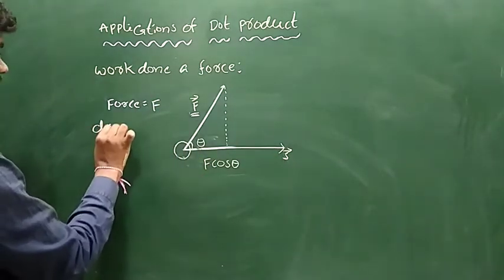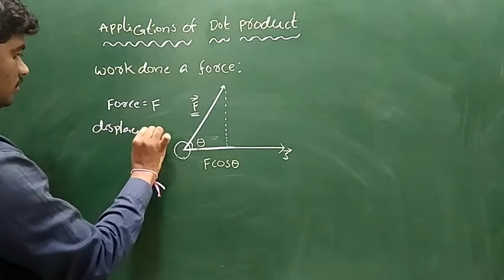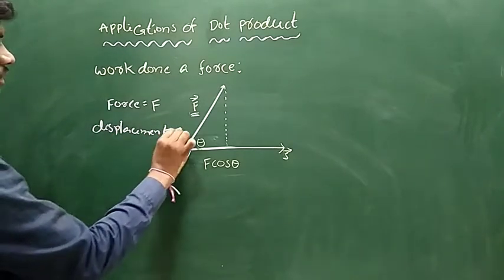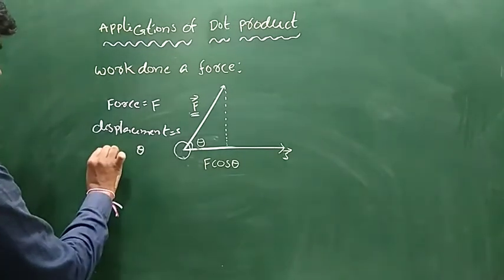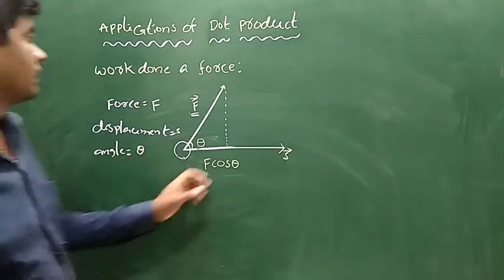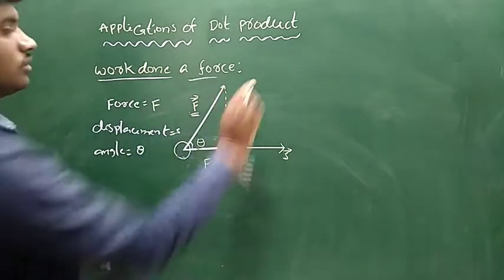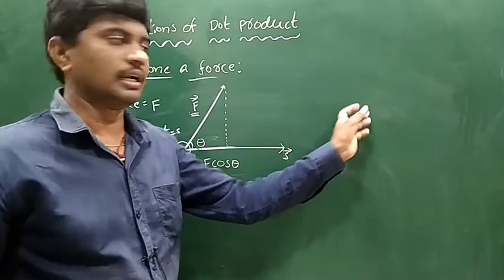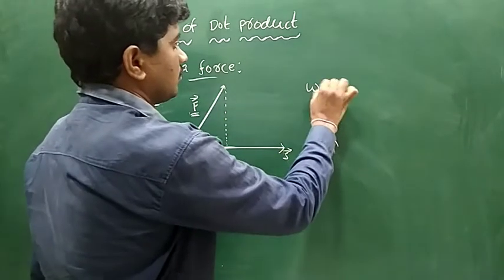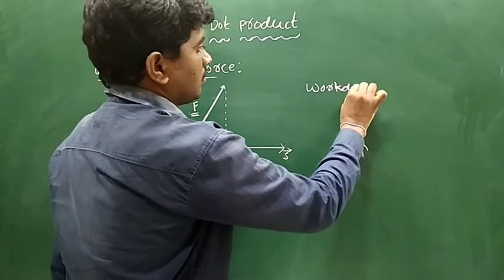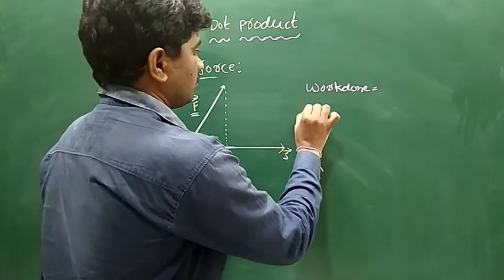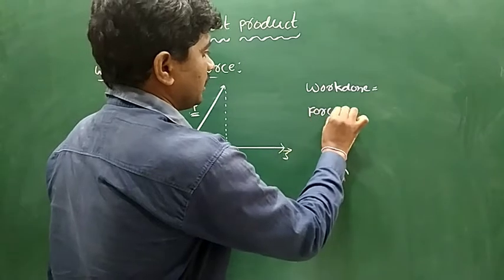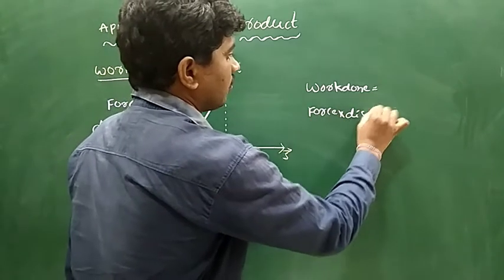Displacement equal, and the angle is theta. Next, to find out the work done by a force, the formula of work done: work done equals force into displacement. Force into displacement is the formula of work done.